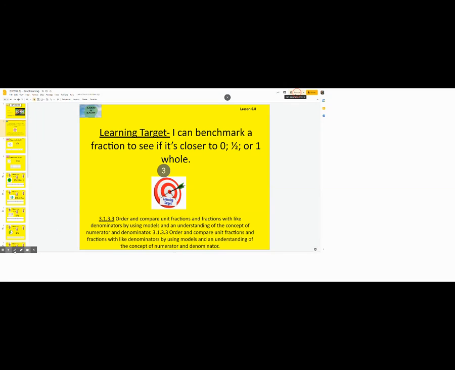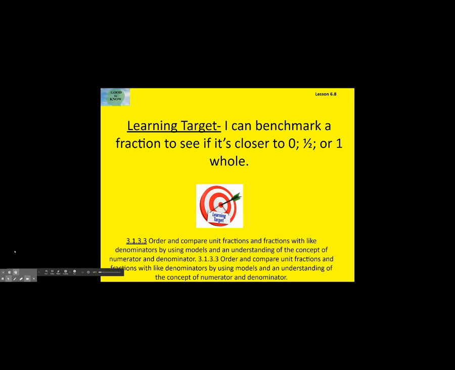All right, in this lesson, we're going to be talking about benchmarking. In benchmarking, we are going to use the fractions 0, a half, and a whole to see where fractions are closer to. It allows us to see how big a fraction really is. All right, is it closer to 0? Is it closer to a half? Or closer to a whole? And it's really for comparing. It just lets us see how big a fraction really is.